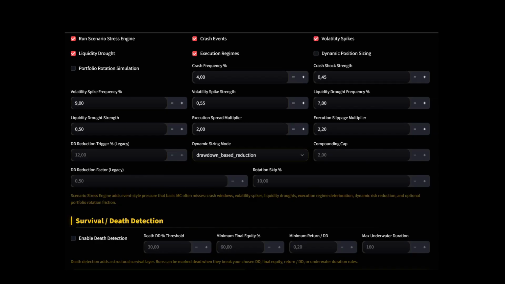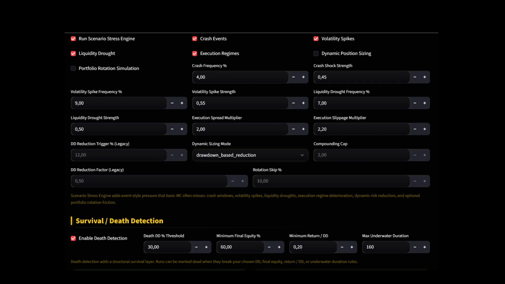Then we move into survival and death detection. Here I enable death detection and keep the default values. This layer decides when a simulated run should be considered structurally failed. Death drawdown marks a run as dead if drawdown becomes too high. Minimum final equity checks if the account finishes too weak. Minimum return over drawdown checks if the reward is still worth the risk. Max underwater duration checks if the strategy stays below its previous high for too long.